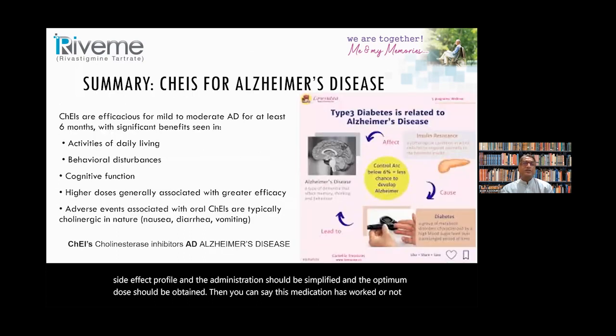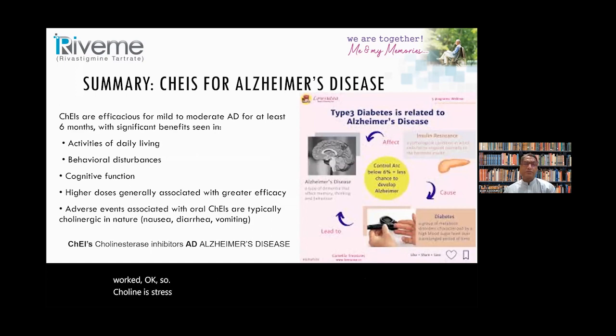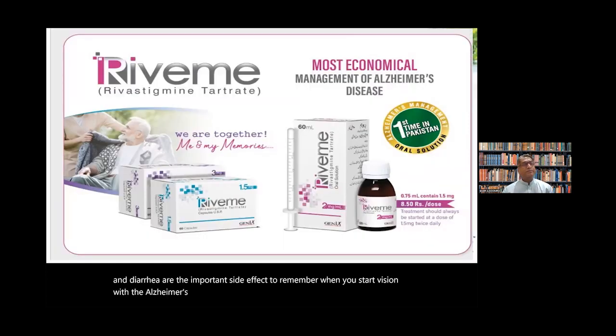Okay. So cholinesterase inhibitors are efficacious in patients with mild to moderate Alzheimer's disease, and they give a very good improvement in behavioral and cognitive function, as well as the sleep cycles of the patients. I told you nausea, vomiting, and diarrhea are the important side effects to remember when you start a patient with Alzheimer's disease.